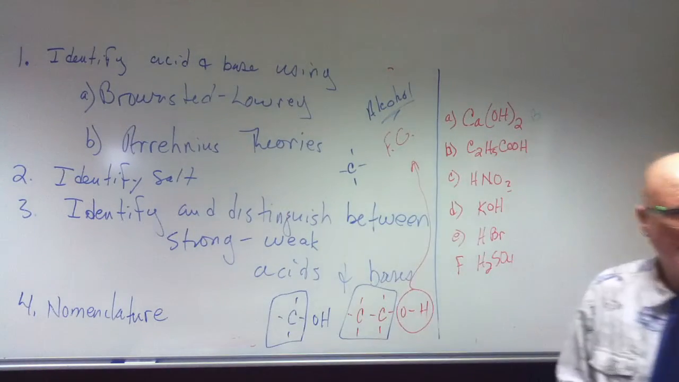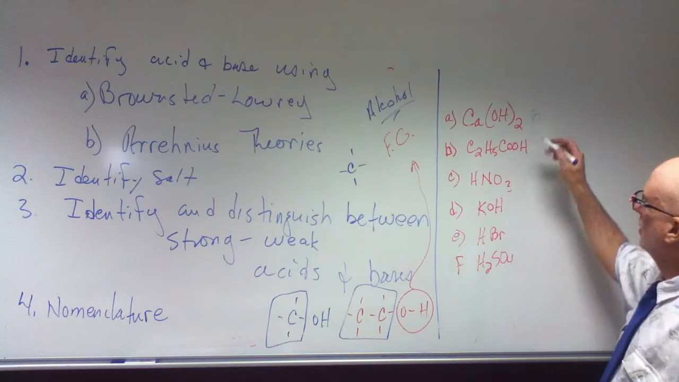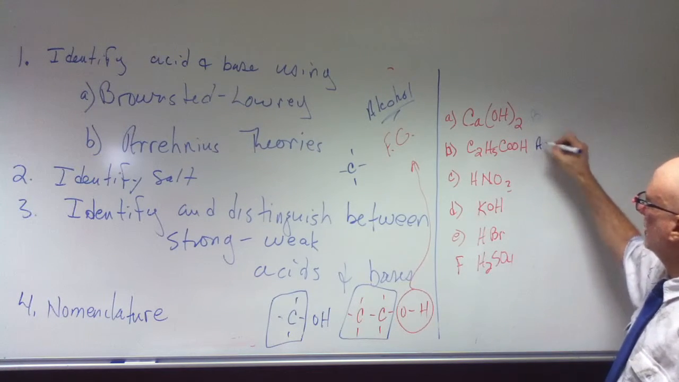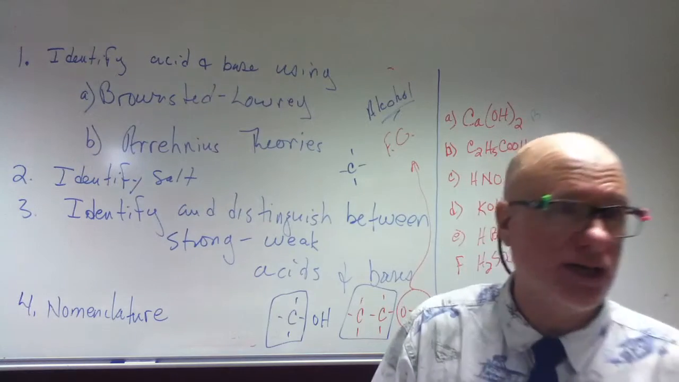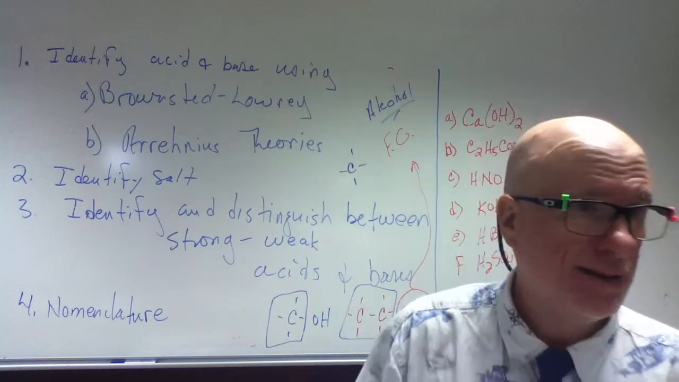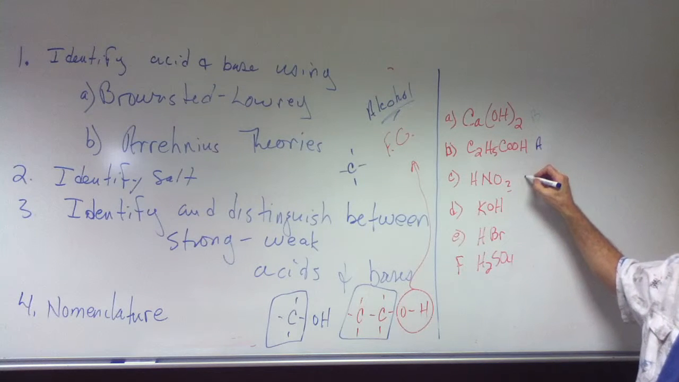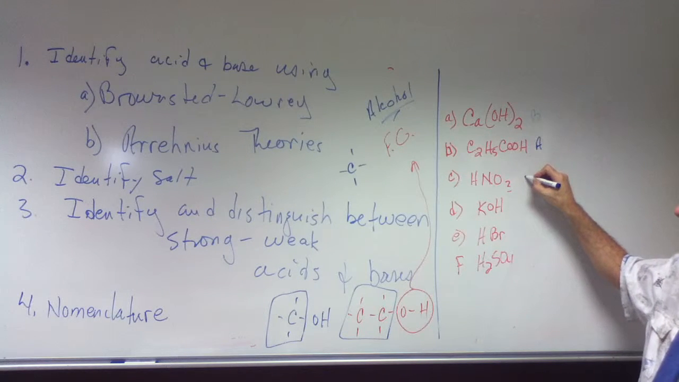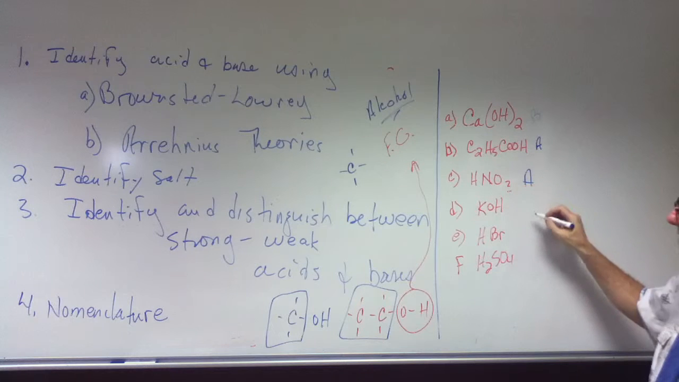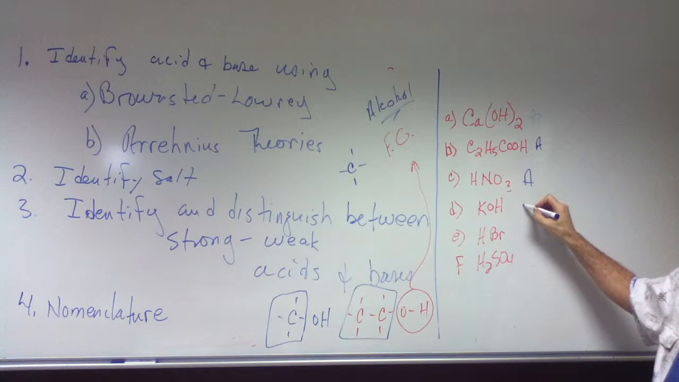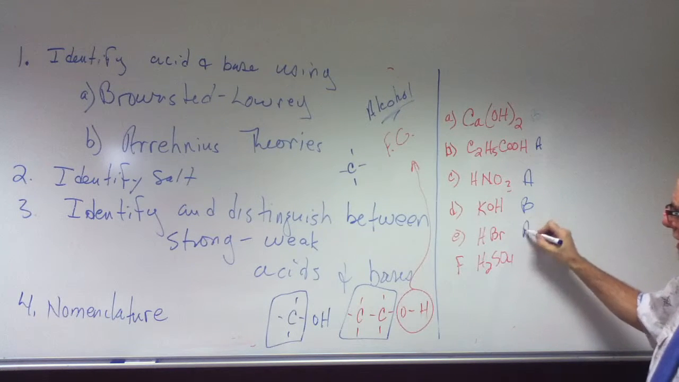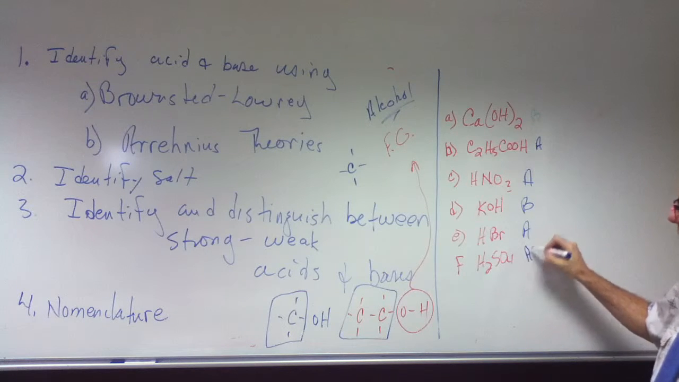Us horrible Americans, right? Okay, so that's an acid actually. It gives up hydrogen in solution. That's an Arrhenius acid. How about this? A or B? A, nitric acid. A or B? B. A or B? Now name them.